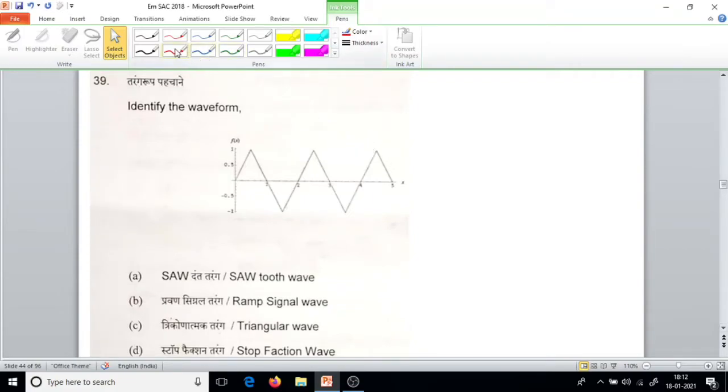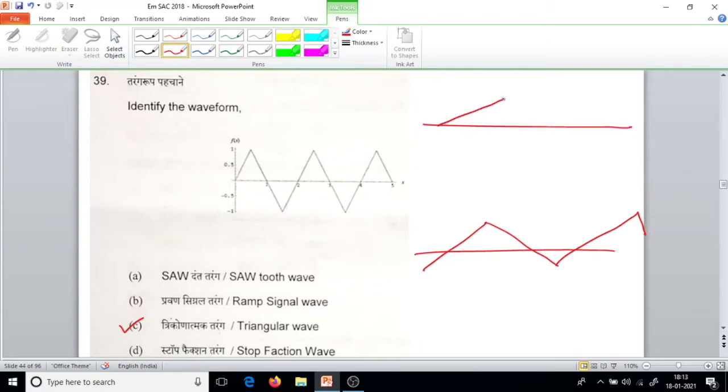Identify the waveform. What is the waveform shown? This is a triangular wave. The answer is option C. Now how does the sawtooth wave look? It rises, then drops, falls, again rises, falls again. So it repeats. This is the sawtooth waveform, not a triangular wave.